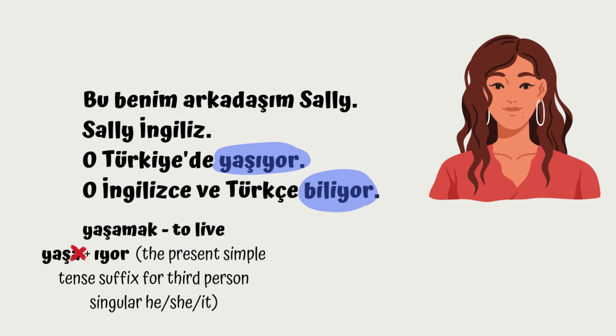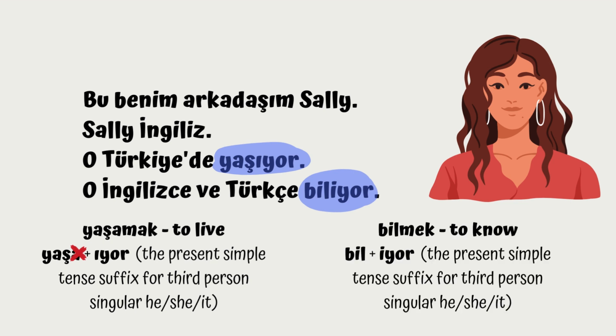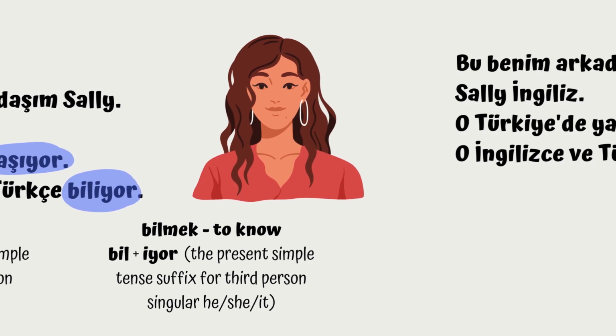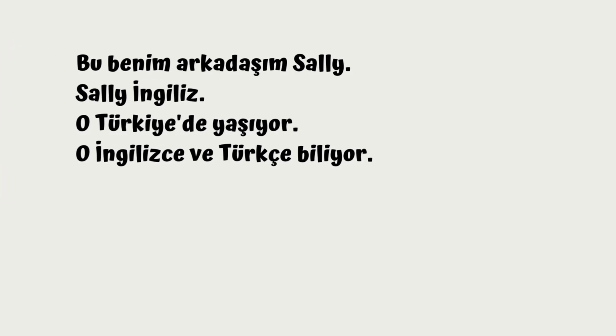And then biliyor is a verb again, which means to know. And I'm putting yor ending to make it simple present tense for he, she, it. So it becomes biliyor. Yaşıyor, biliyor. Okay. And now I'm going to draw your attention to another ending, which is de.